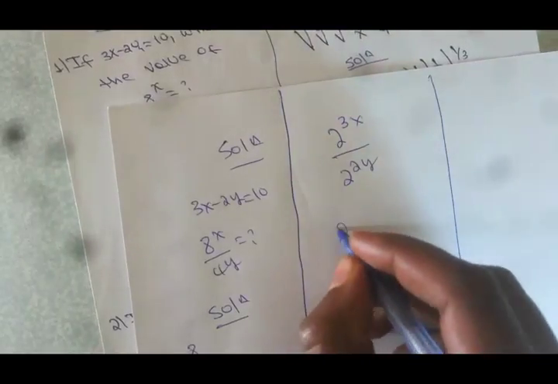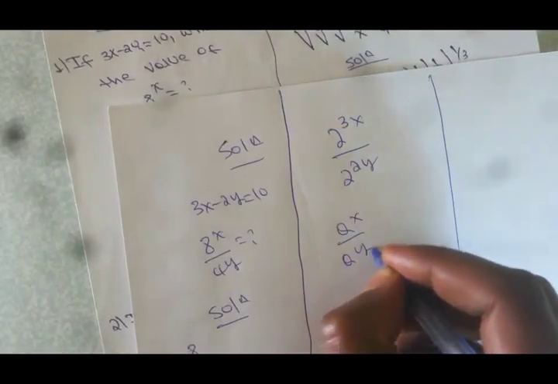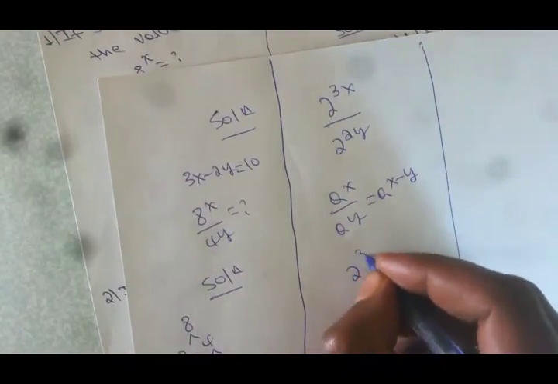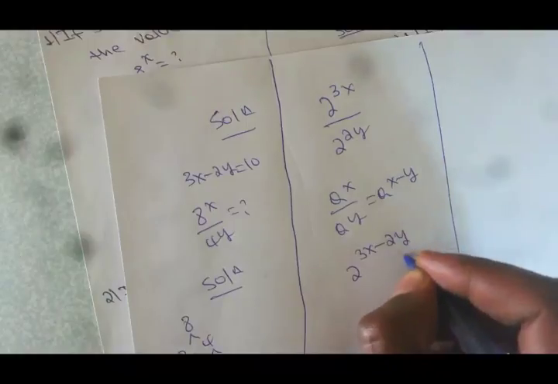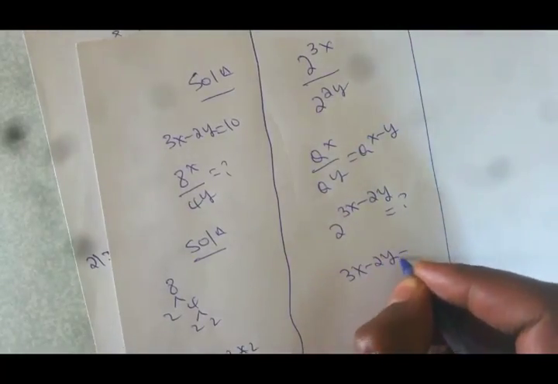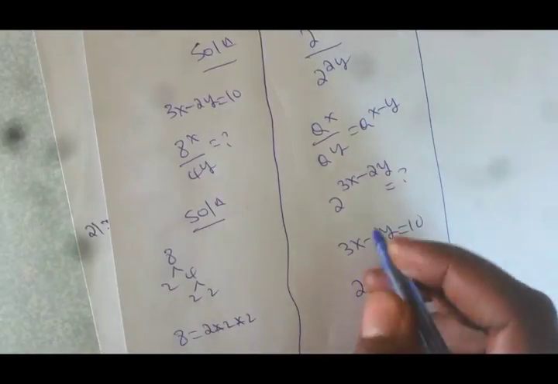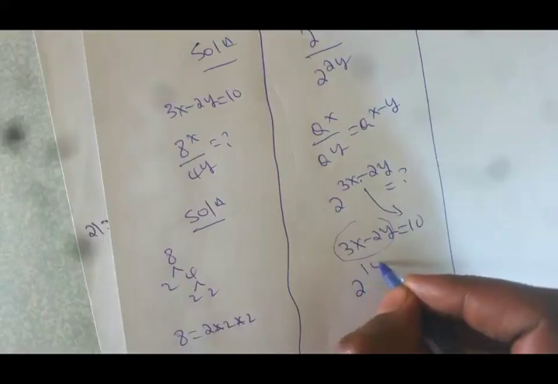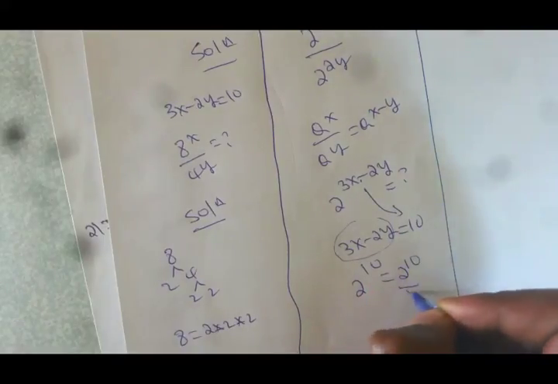And we know that a raised to x over a raised to y is equal to a raised to x minus y. Therefore, 2 raised to 3x minus 2y is required. And we are given 3x minus 2y is equal to 10. Therefore, our final answer is 2 raised to 10.